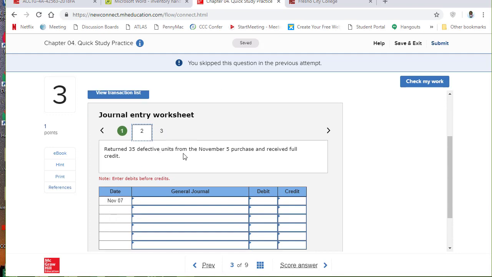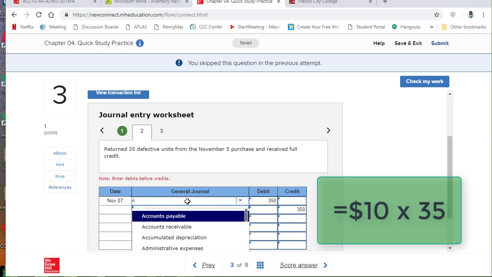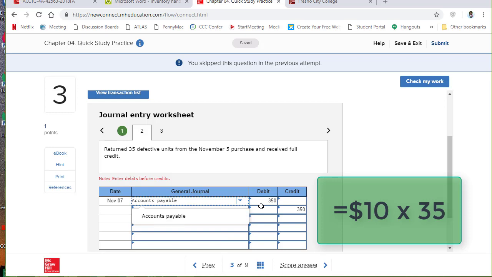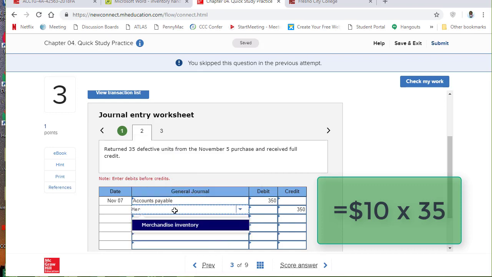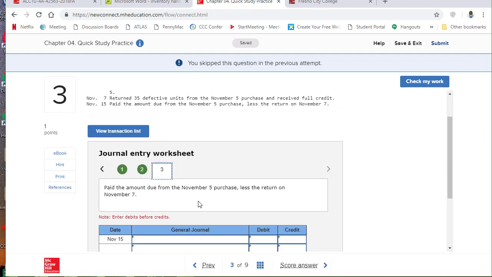We return 35 defective units from the November 5th purchase. Now again, we paid $10 for it, so I know 35 times 10 is going to be $350. Because we returned them and we originally bought them on credit, we're going to debit our accounts payable. We're going to decrease our account for the amount that we are returning, because of course we're not going to pay for those, right? Because we gave the merchandise back. And then we're going to reduce our asset, our merchandise inventory account, by crediting it for the same $350. And then we're going to record the entry.